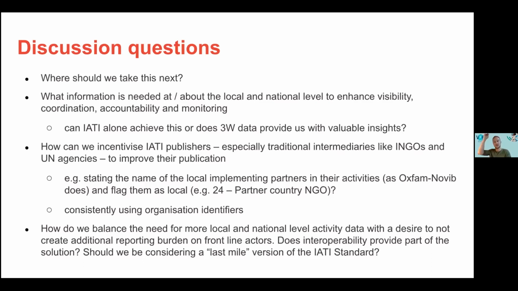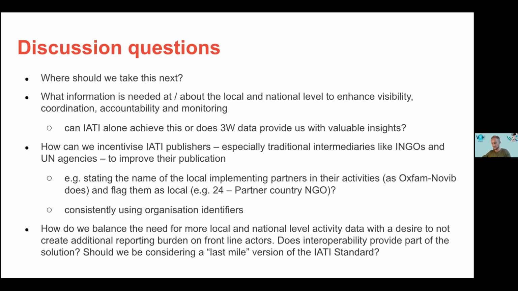But definitely also recognizing that each step we're going down, maybe getting a little bit closer to local actors, there's a lot of work also at the very final level to collect a lot of that information as well. Stephen, you have your hand up as well. Please go ahead.